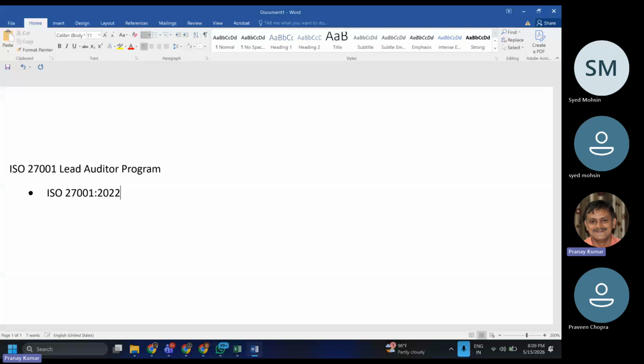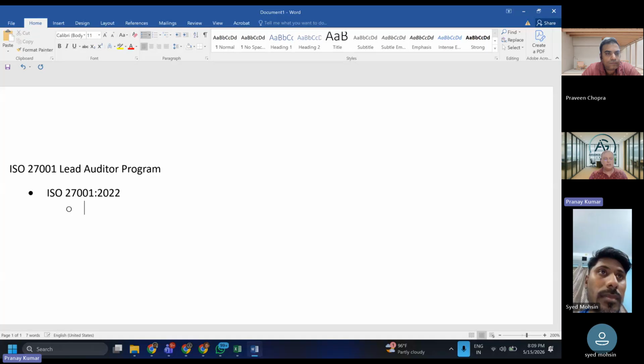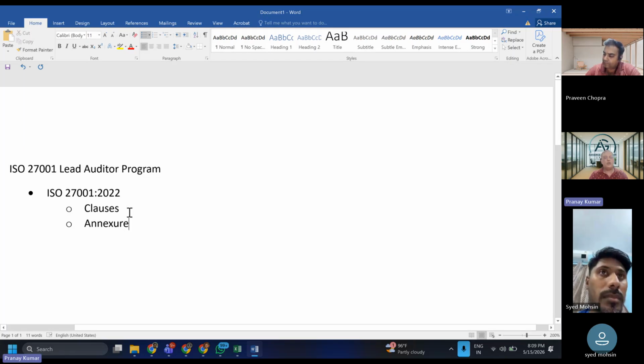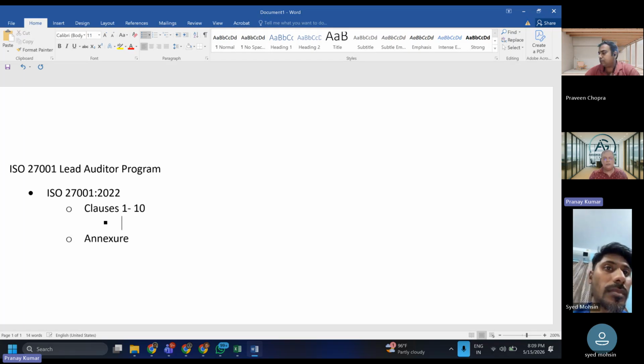The standard that we are using right now has two segments, one that is referred to as clauses, another that is referred to as annexure. There are a total of 10 clauses, from 1 through 10, while the operative area is from 4 to 10. Clauses 1, 2, 3 don't have anything much for us to do. They are generic statements, which we will look at.